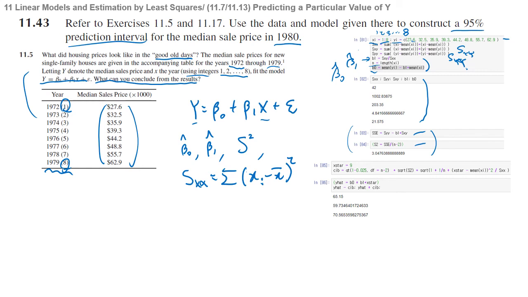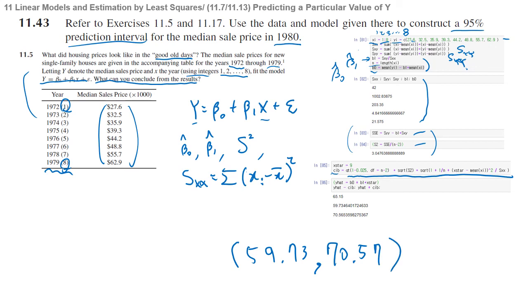For the prediction bound, you can use the formula like this, and from this calculation you can conclude that this prediction bound is 59.73 to 70.57, something like this. Okay.